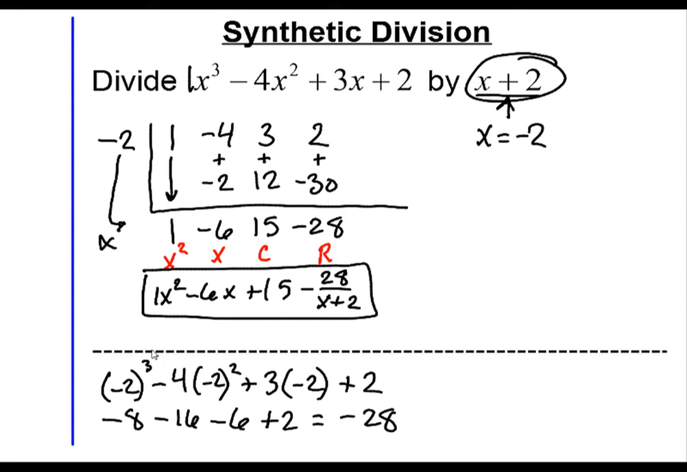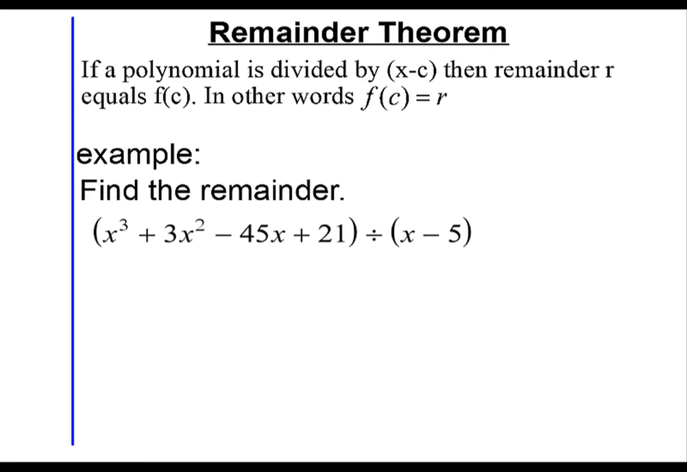So this is interesting to realize, that if you plug in the root of the factor into the polynomial itself, you actually end up with the remainder. So this leads us into what's called the remainder theorem. If a polynomial is divided by x minus c, and c is a number, then remainder r equals f of c. In other words, if you want to find the remainder and not actually do the division, all you have to do is plug in c and you get r.